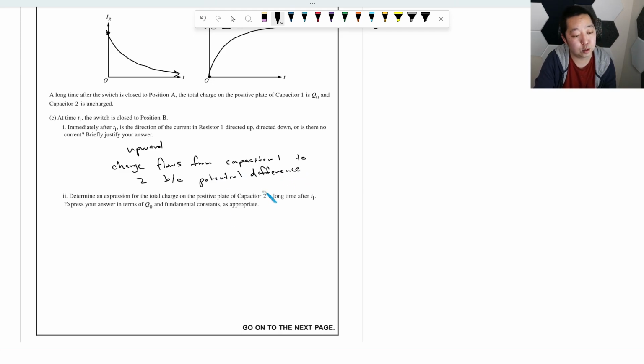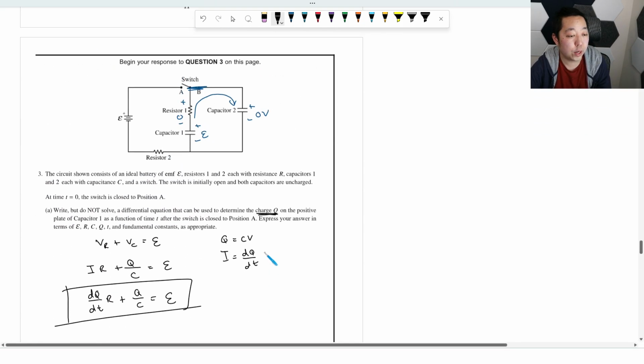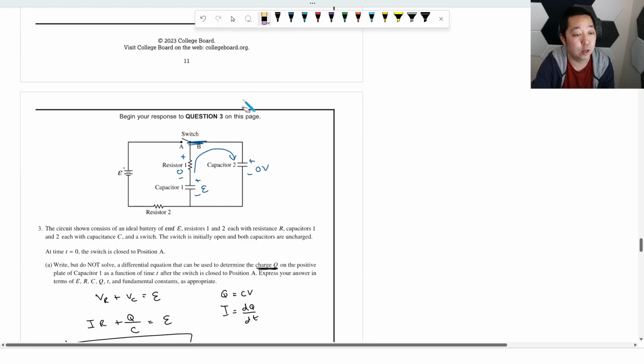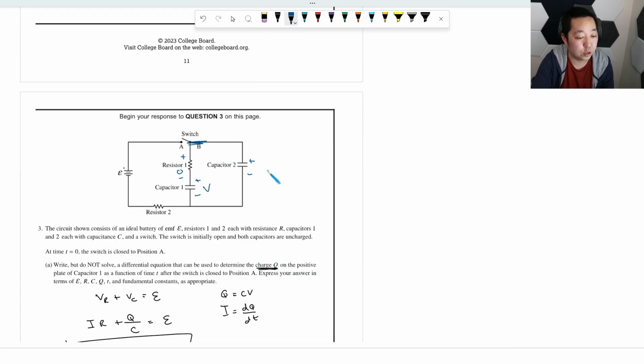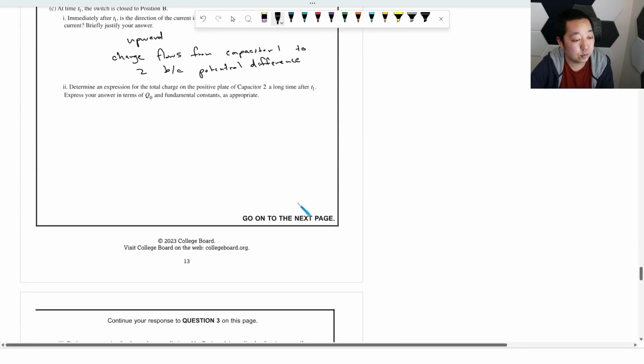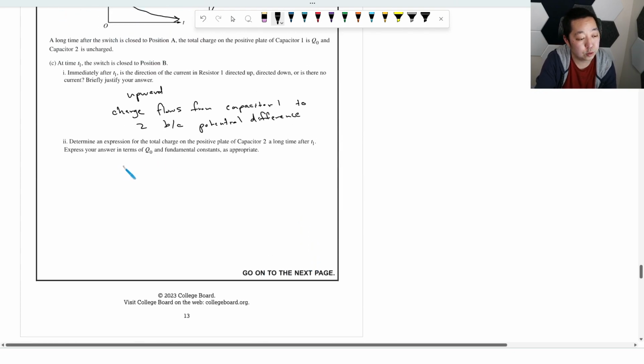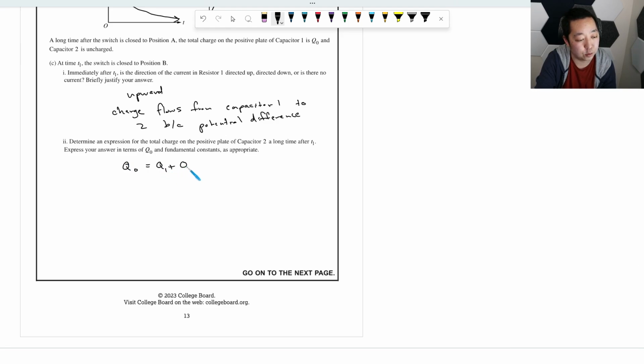Okay, determine an expression for the total charge on the positive plate of capacitor 2 a long time after T1. So you wait a long enough time, there's no more current going to flow through either capacitor. So eventually they'll settle and they'll have the same voltage, whatever that voltage happens to be. Now the charge is also conserved, and each of these has a capacitor C, by the way. So basically, you have two things that are true. Initially you have a charge that has to equal how much charge is in each capacitor afterwards. And you also know that you wait a long time, the voltage is the same across them.